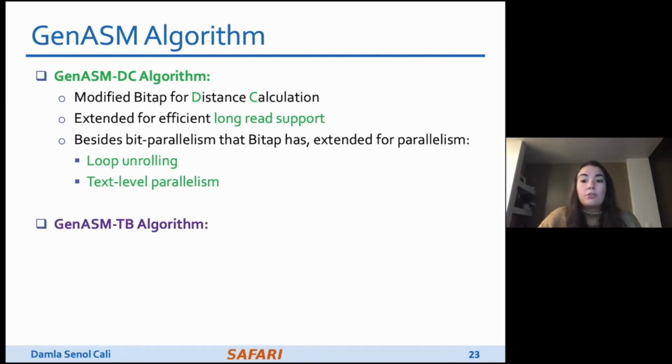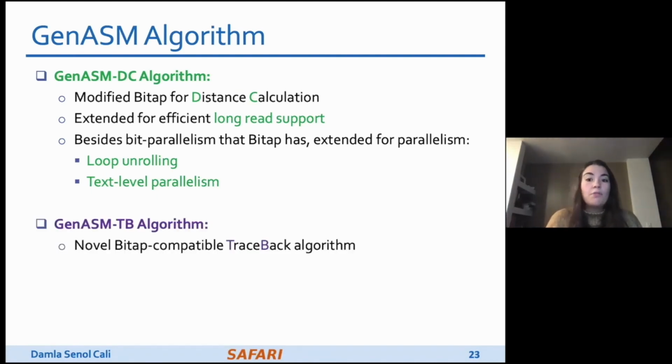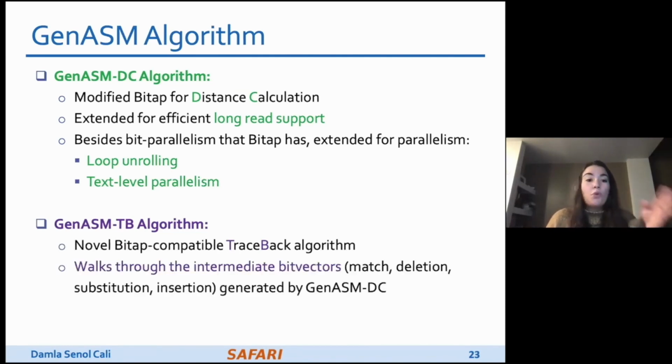And our second algorithm, GenASM-TB, is a novel Bitap compatible traceback algorithm, as I have already introduced, which walks through the intermediate bit vectors, match, deletion, substitution, and insertion, generated by GenASM-DC, which is the modified Bitap, as I said, and finds the optimal alignment.